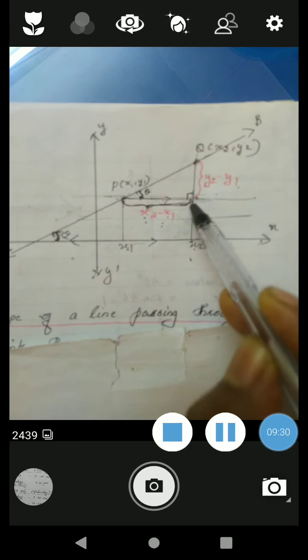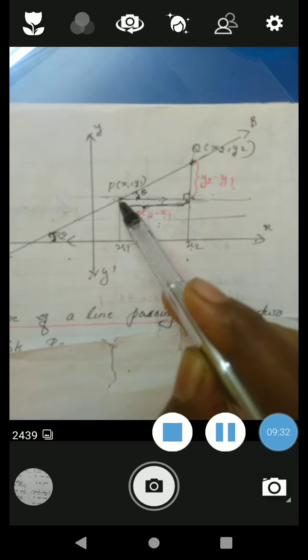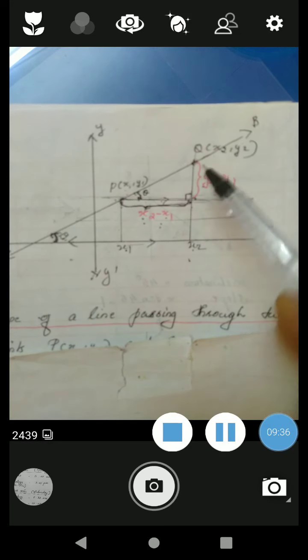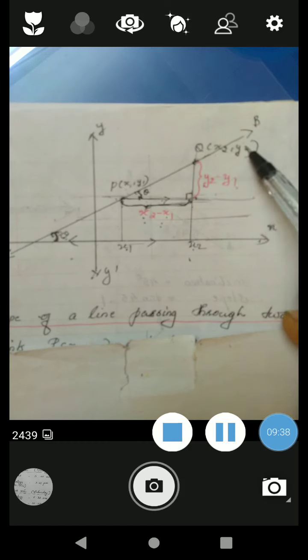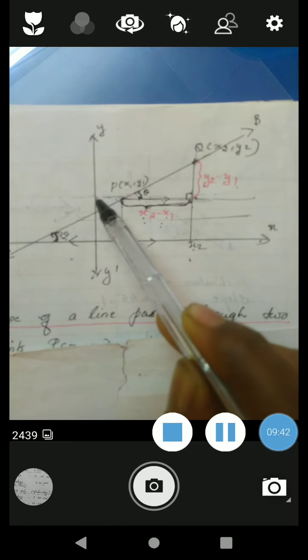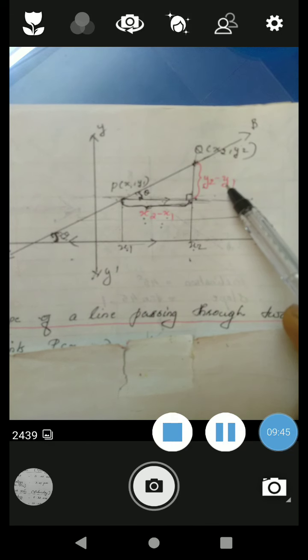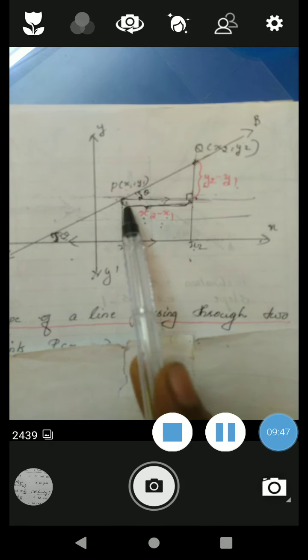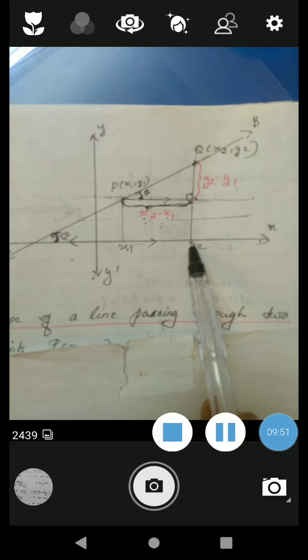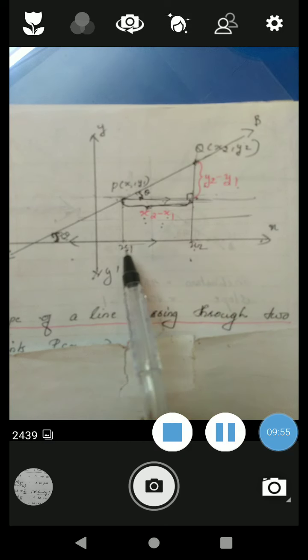Therefore, this is the vertical rise. This is horizontal distance. If this point is x1, y1, and this point is x2, y2, this vertical rise is y2 minus y1. This point is y2, this point is y1. Therefore, y2 minus y1. And this distance is x2 minus x1. You can see this is x2, this is x1.